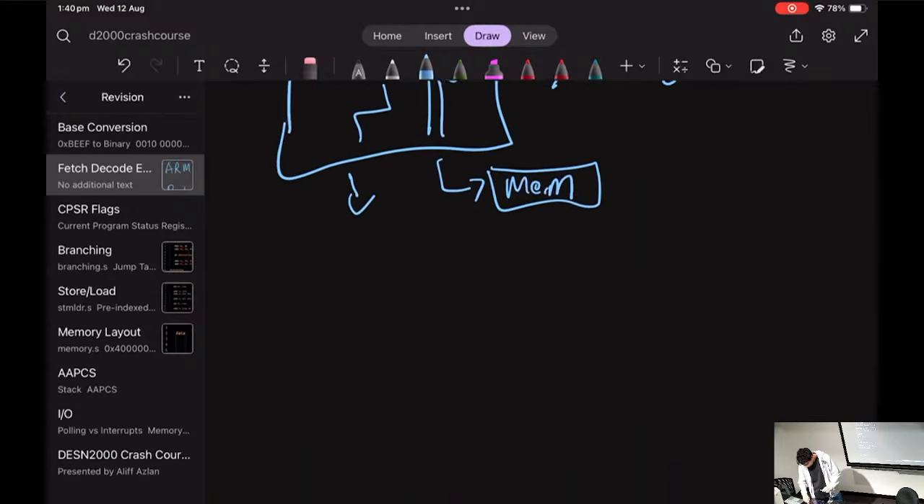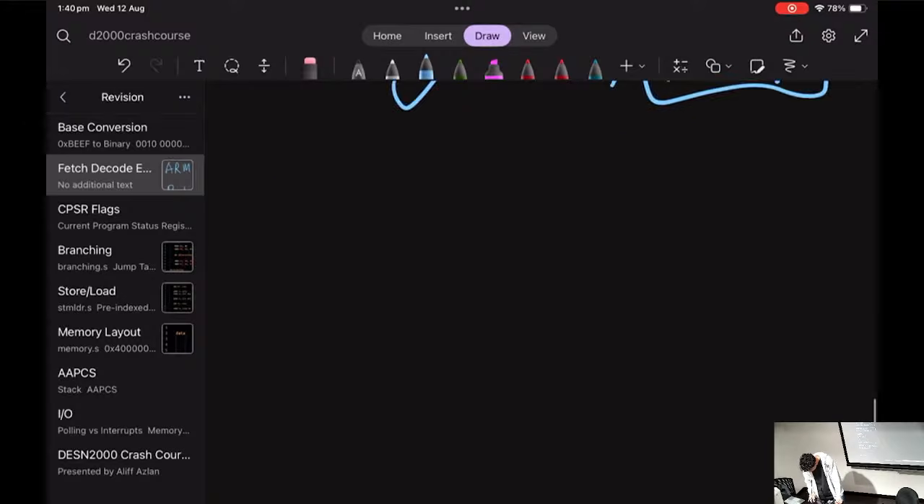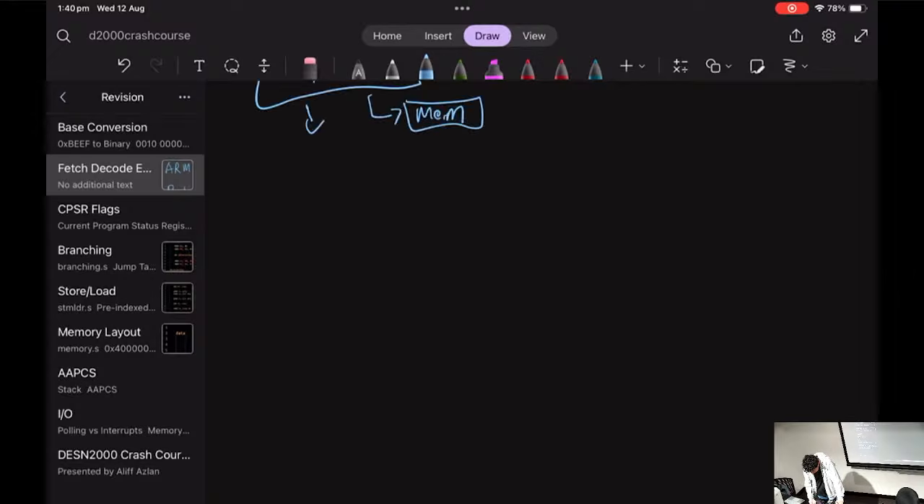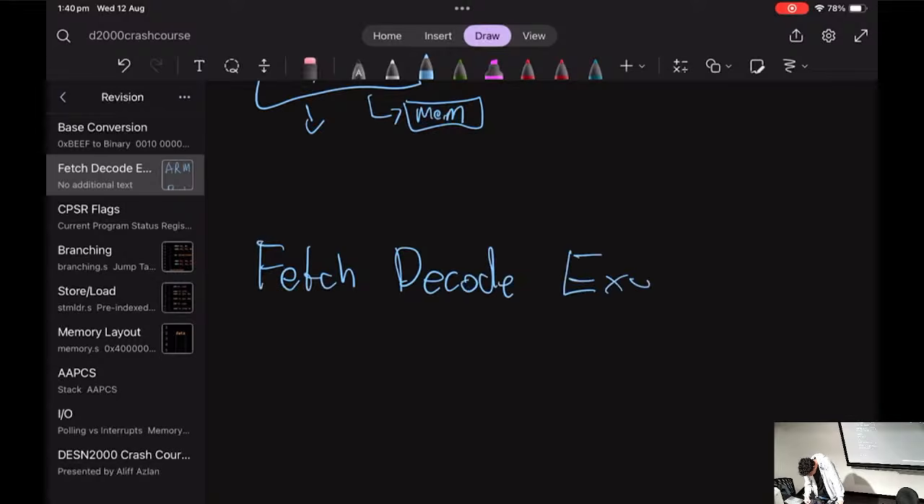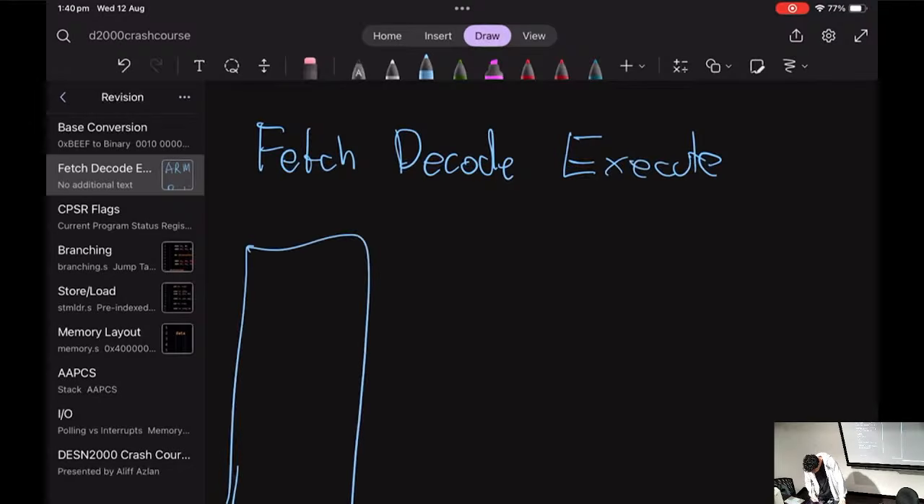Cool. Let's move on to fetch. Hold on. Yep. So the next thing I want to talk about is the fetch, decode, execute cycle. So what is it? It's basically the pipeline in which our processor runs. So let's think about how this works. So let's assume this is our memory, okay?